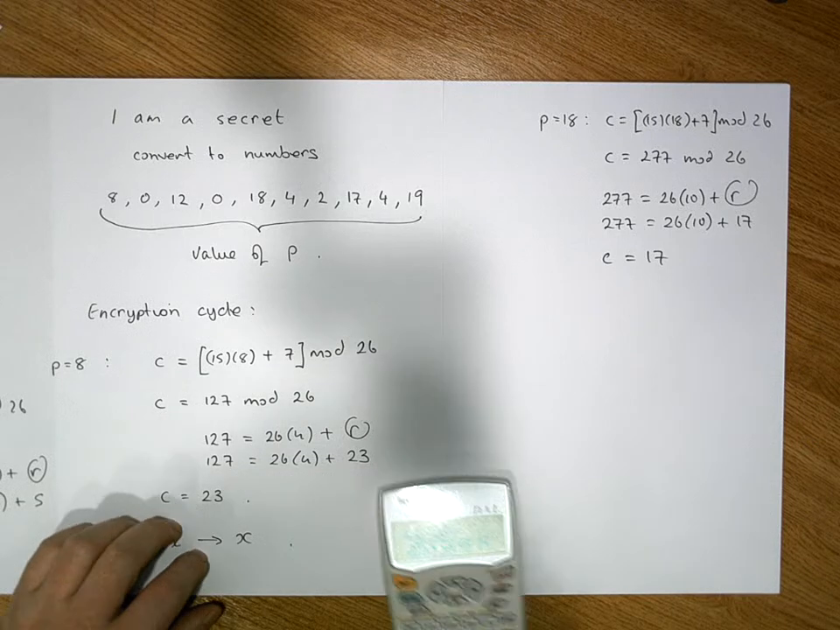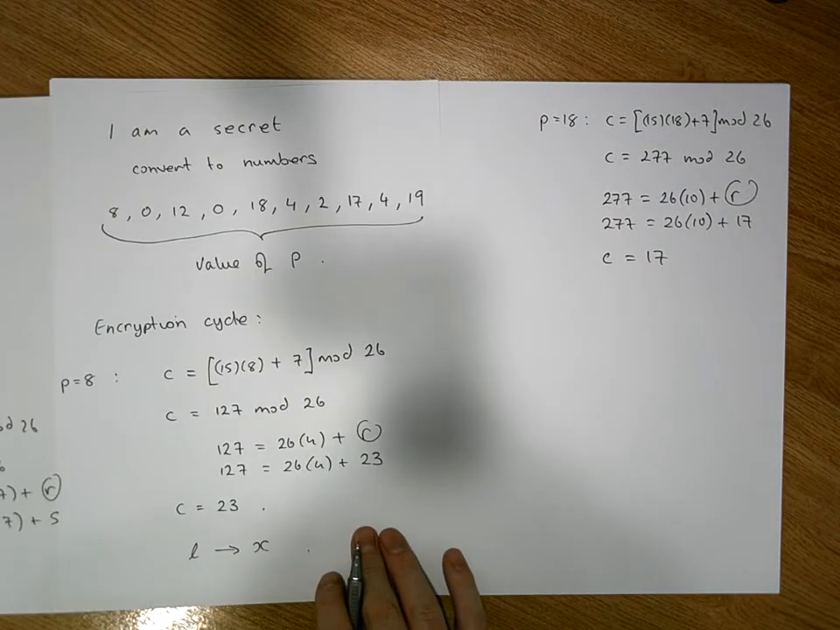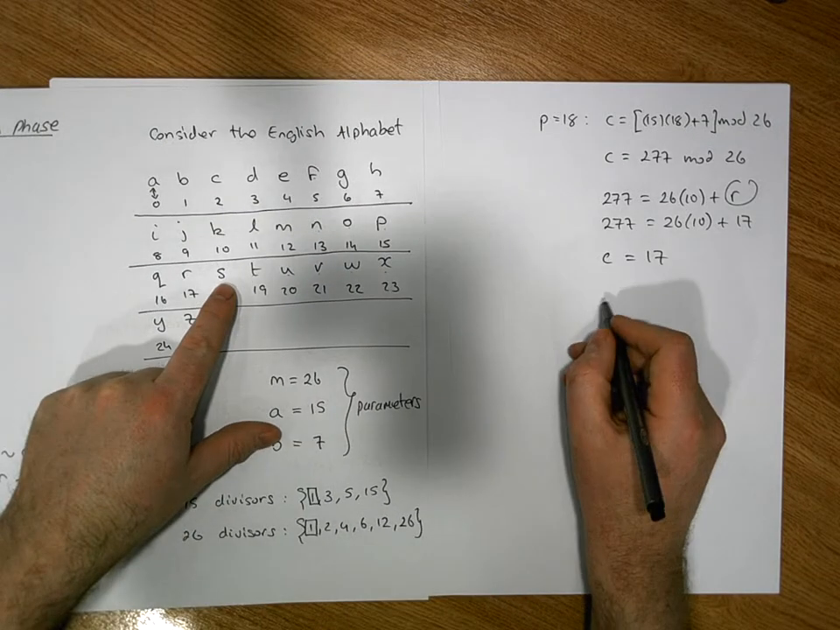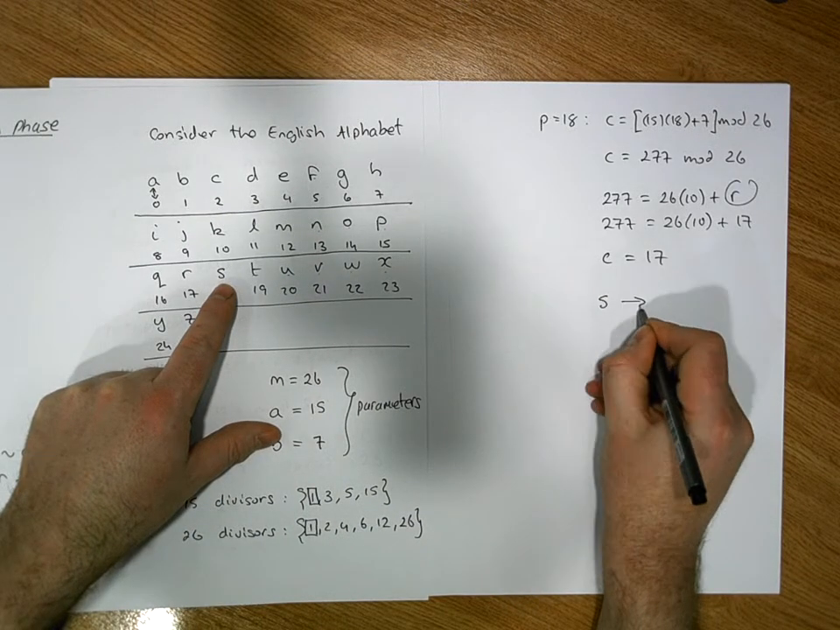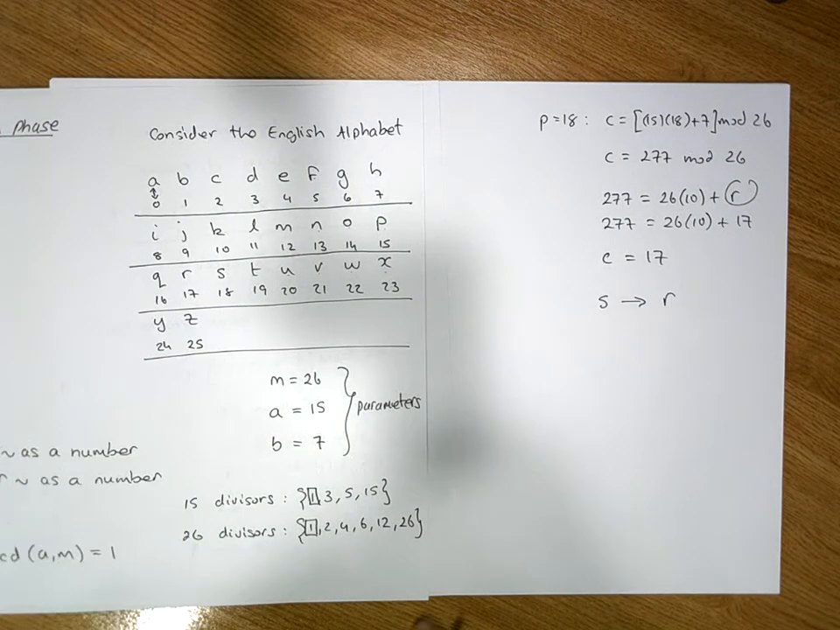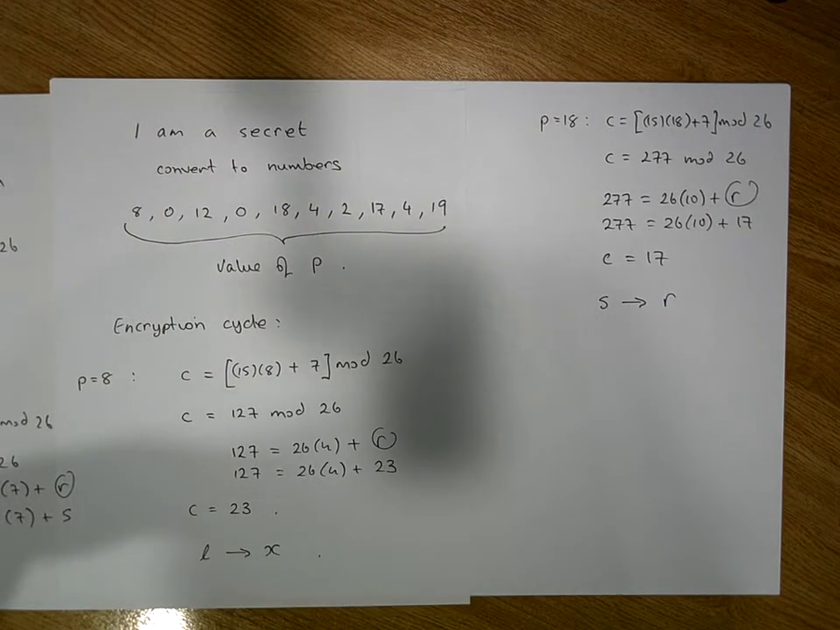So 18 represented the character S. So S is taken to 17, and 17 represents the character R. And now that we've done 18, we move on and do P equal to 4.